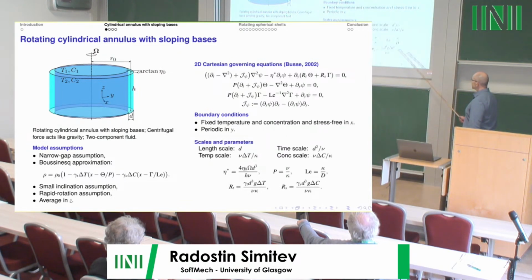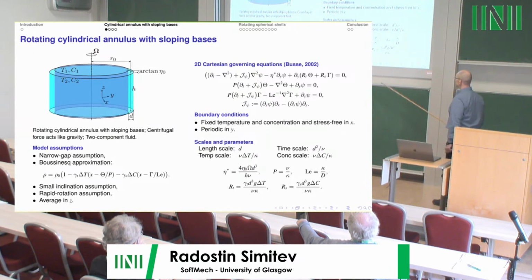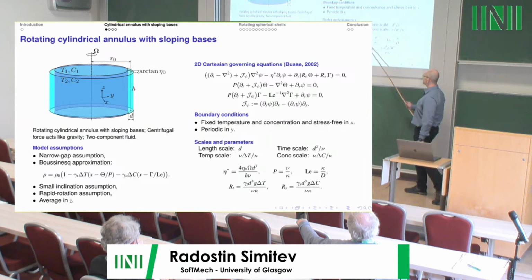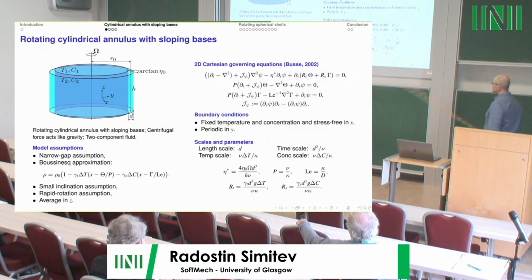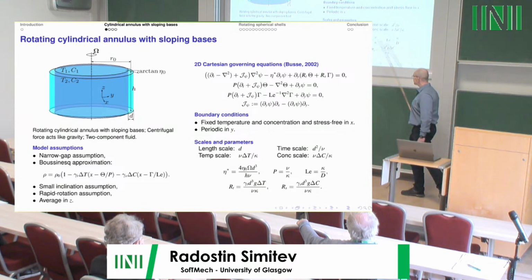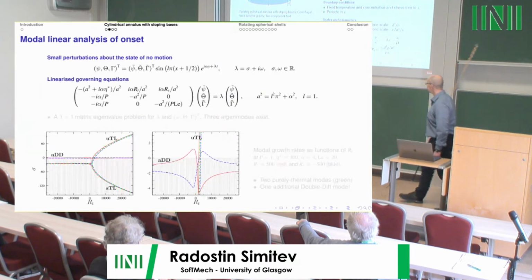So with the following scales, there are 5 non-dimensional parameters. This eta star measures the ratio of rotation to viscosity, and so it's our rotation parameter in the problem. The Prandtl number is the viscosity versus the thermal diffusivity. The Lewis number is the ratio between the thermal and the compositional diffusivity. And we have 2 Rayleigh numbers that control the driving due to the temperature and the concentration.